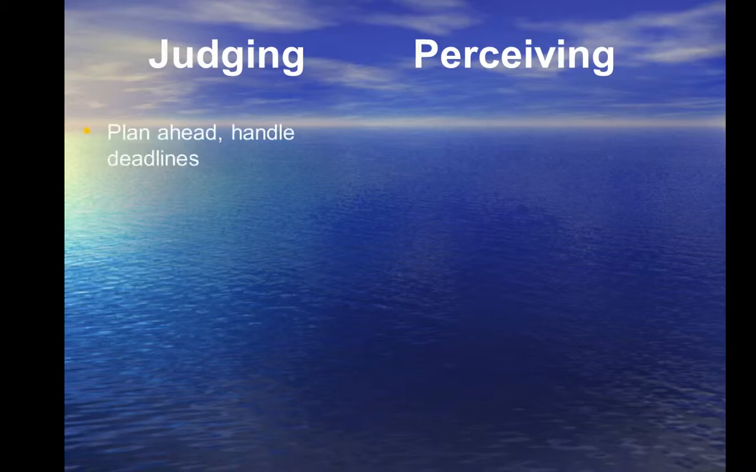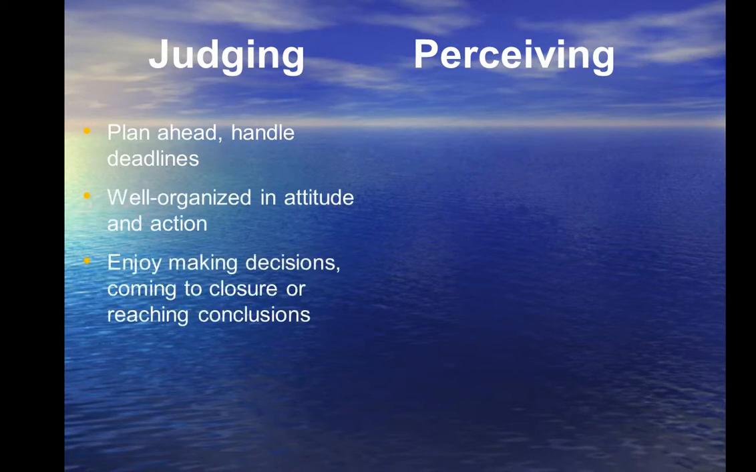So for example, judgers like to plan ahead. They like handling deadlines. It makes them feel good to have deadlines and meet them. They tend to be really well organized. They like making decisions, and then when they make the decision, it's like, whew, they check it off their list. Judgers tend to be list-oriented people. They like creating a list, doing things, and then crossing it off their list.